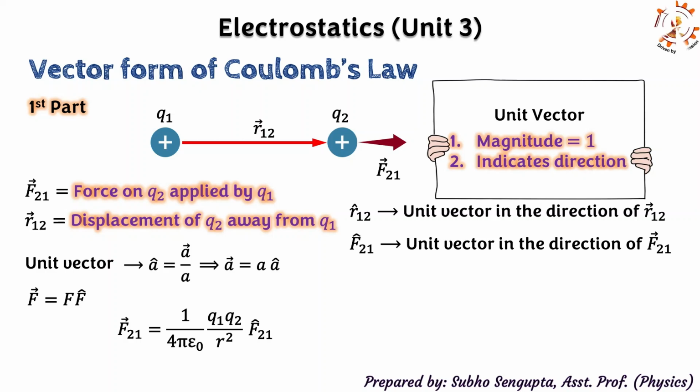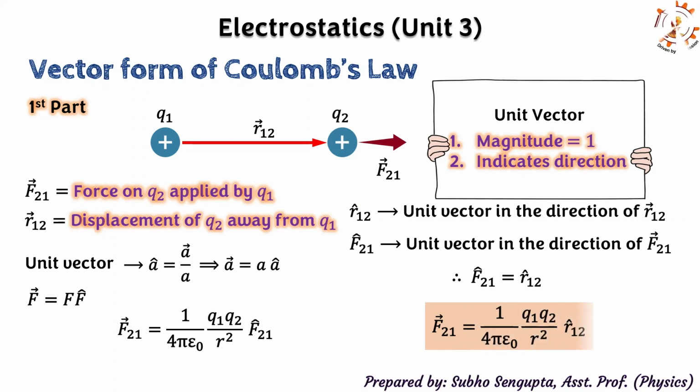Now, listen carefully. Unit vector of the force and the unit vector of displacement are the same, that is, F suffix 21 hat is equal to R suffix 12 hat. This is because they have the same magnitude and direction. So, instead of the unit vector of force, I can put the unit vector of R in the equation. Hence, vector F suffix 21 is equal to 1 upon 4 pi epsilon 0 times Q1 Q2 upon R squared times R suffix 12 hat. Let this be our equation A.